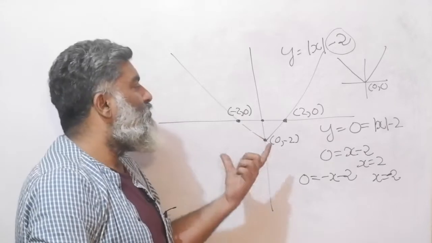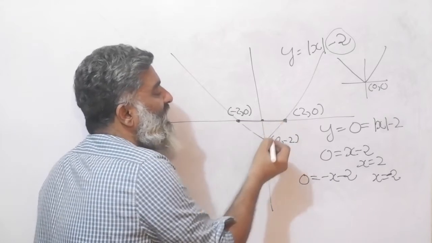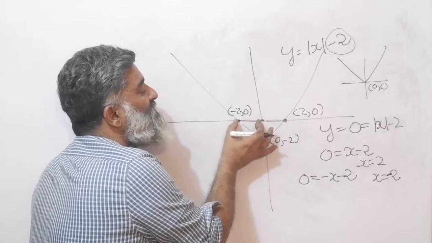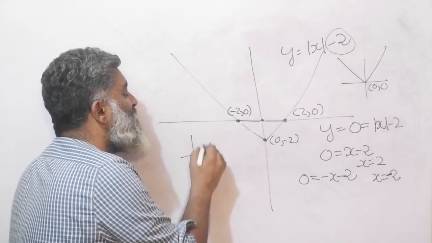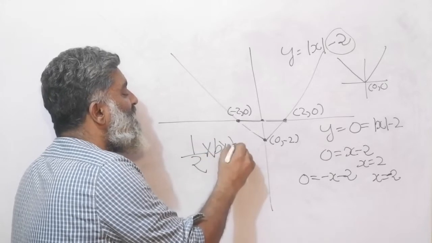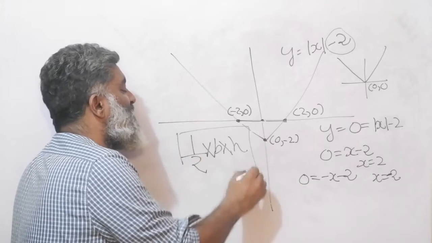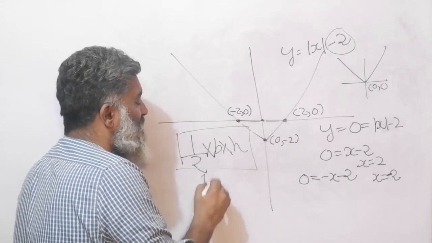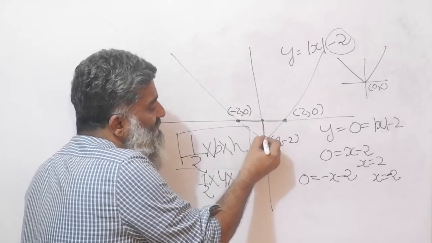And now I know that the base, because I want the area of the triangle, base is 4 units. 0 to 2 is 2 units. 0 to minus 2 is 2 units. My area of the triangle is half into base into height, right? Everybody has done enough geometry to know at least this much, half base into height. So my base is 4 units. What is the height? Isn't this the height?